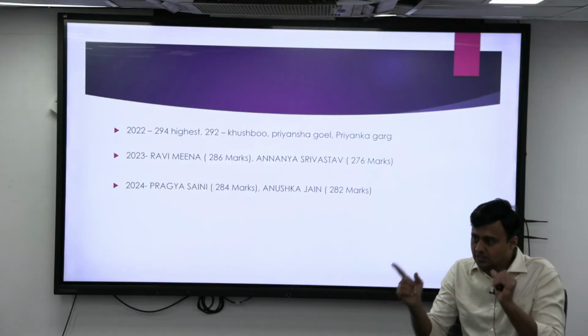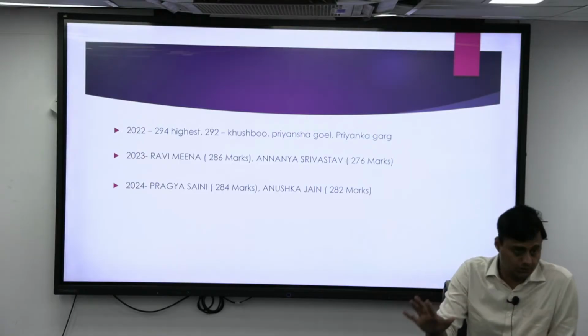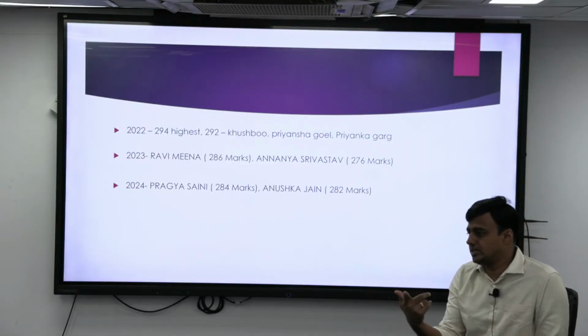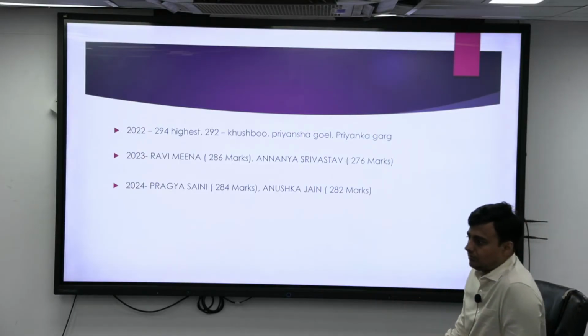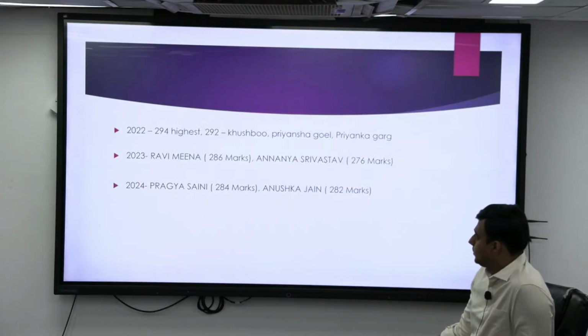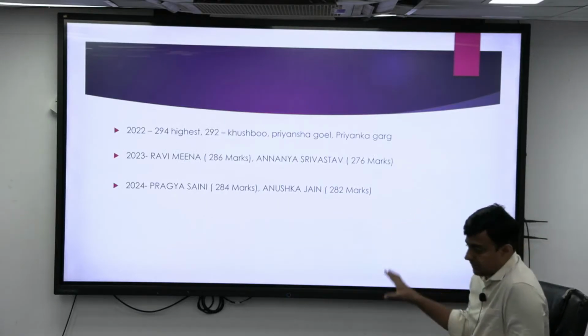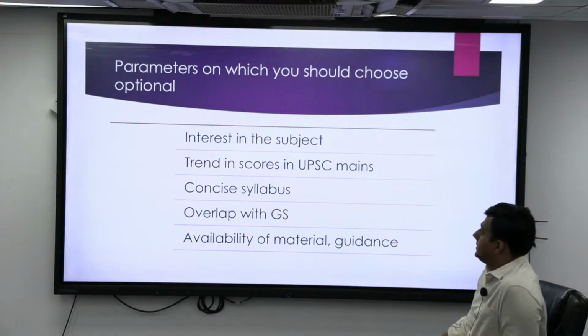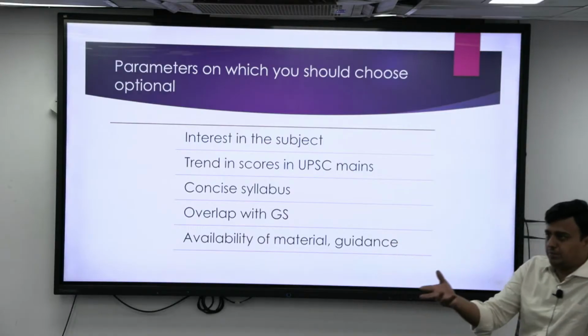As I told, you should have a hold on the entire optional. Then only you will get 280s or 290s. Fine, this is course-wise. So no need to think much about the score aspect. Then comes the question, sir, on which parameters? I think by now I have already summed up.